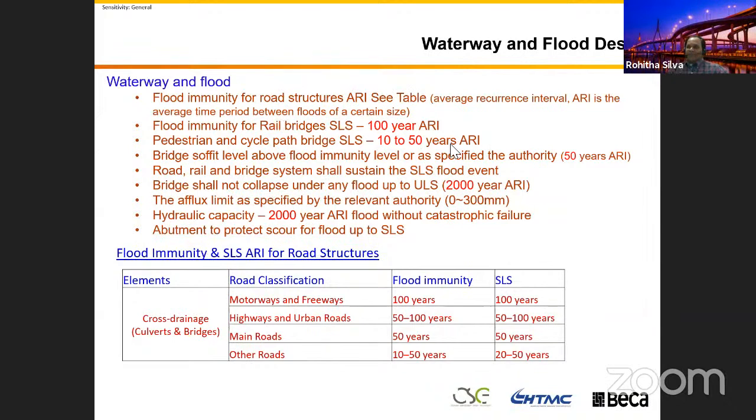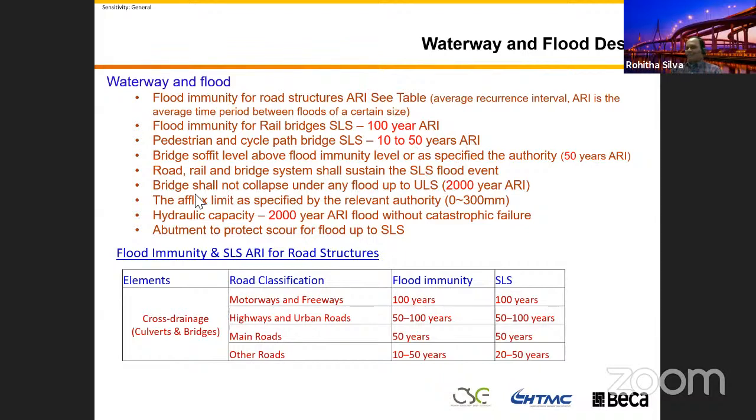When you are designing a bridge, you have to make sure that your bridge is flood immune. The standard practice depends on the road authorities and differs from country to country. You make sure that the bridges are above about the 1 in 100-year flood level, depending on whether it's a motorway, a highway, or a local road. Depending on that, you can set your immunity level.